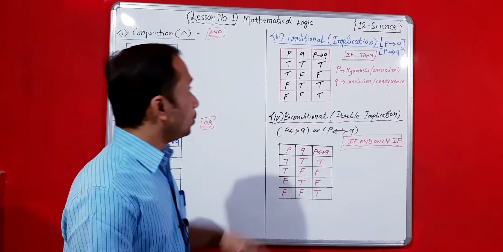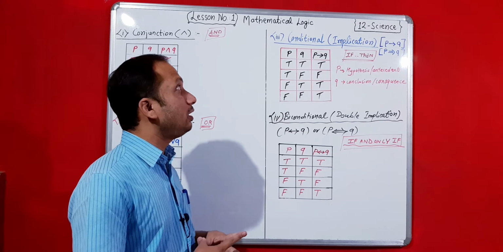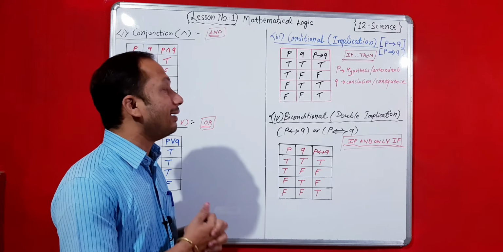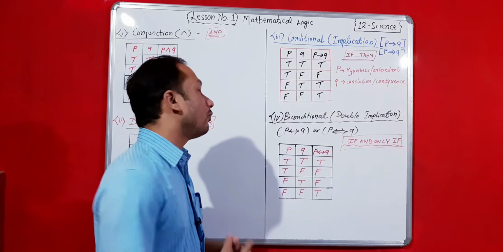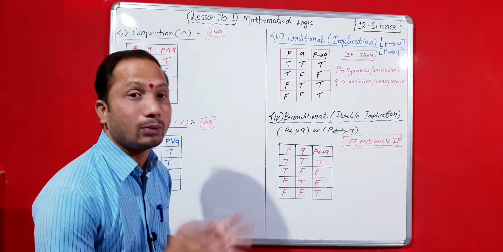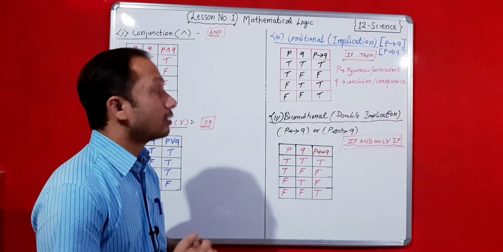Okay, we'll continue. This is the conditional implication, P implies Q, and we use if-then in the statements. This is the type of values you will get in the truth table of if-then, P implies Q, the conditional implication.